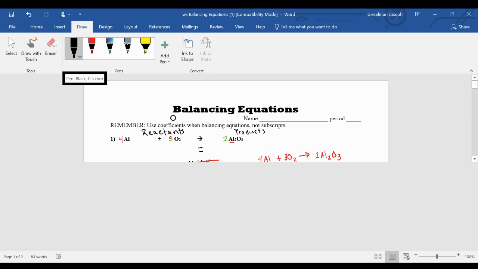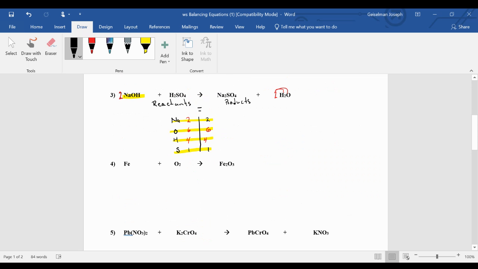And our new equation: 2NaOH plus H2SO4 gives us Na2SO4 plus 2H2O. All right, and that's our answer.